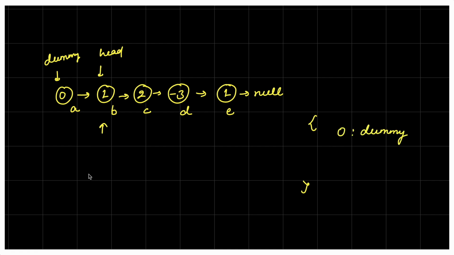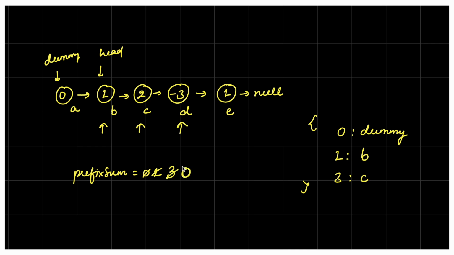Now let's start a new prefix sum, which is initially 0. I will add the current value, which is 1. Have I seen 1? No. So let's add this at address B. Now let's move to the next value, which now becomes 3. Have I ever seen 3? No. So let's add this 3 at address C. Now move to the next, minus 3.